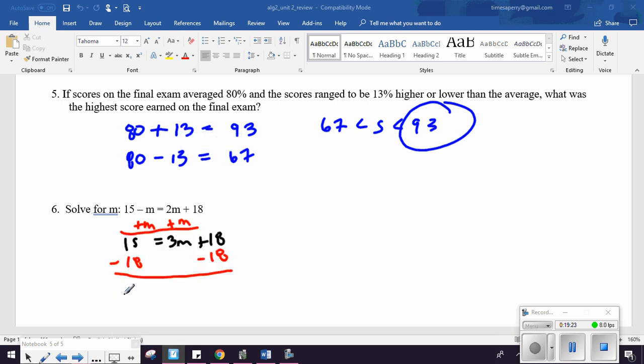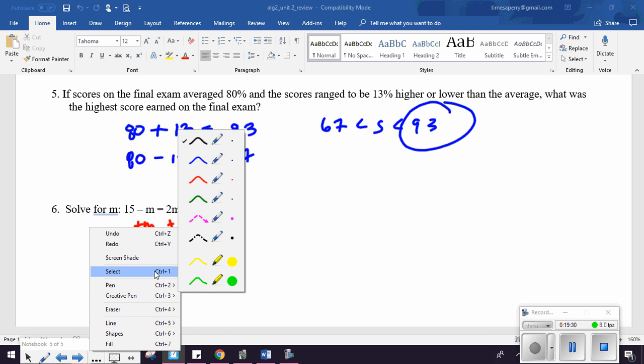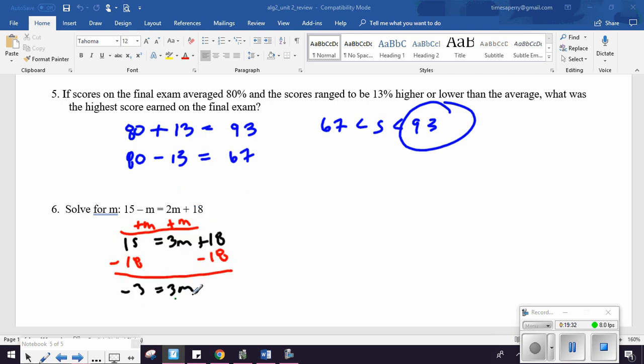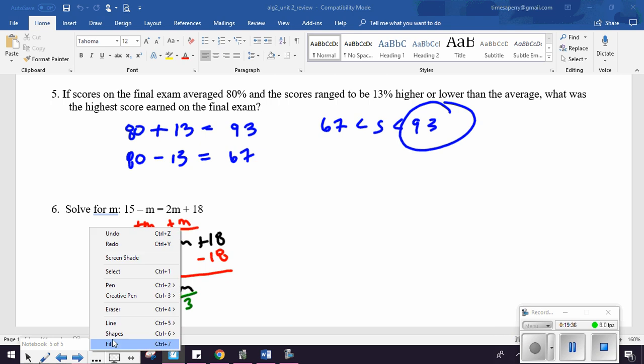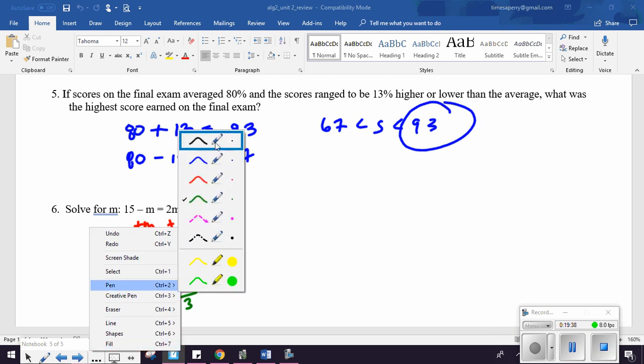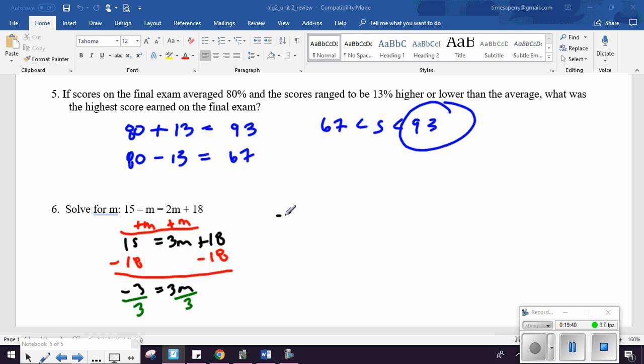15 minus 18 is a negative 3. And lastly, I have to divide both sides by positive 3. So we have negative 1 is equal to M. Again, double check your solutions with the original equation and see that it balances, and you should be good.